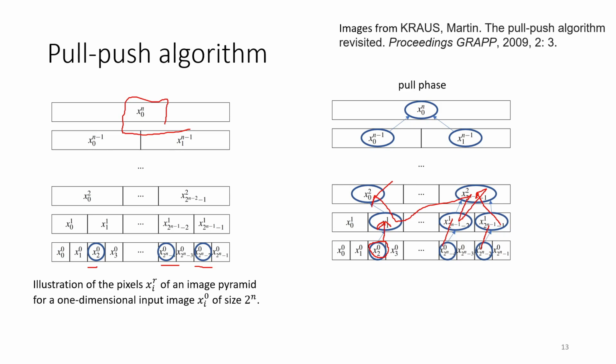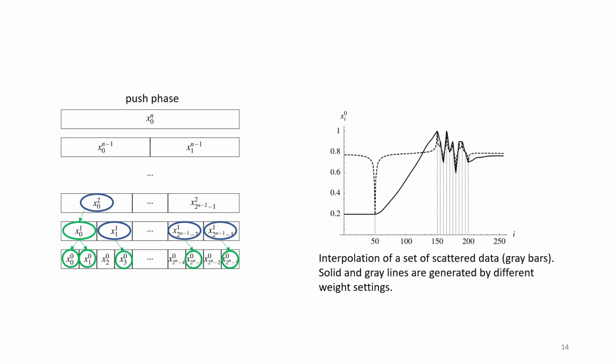So this is the pull phase. And then there is a push phase. For example, the x01, it is empty in the beginning. However, we know its parent cell's value. So we copy the values from its parent to its child. And then we copy the values from this child to this child again. Therefore, we can fill every cell in the image pyramid. So let's see an example.